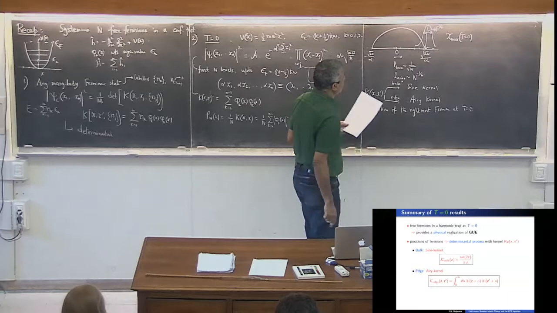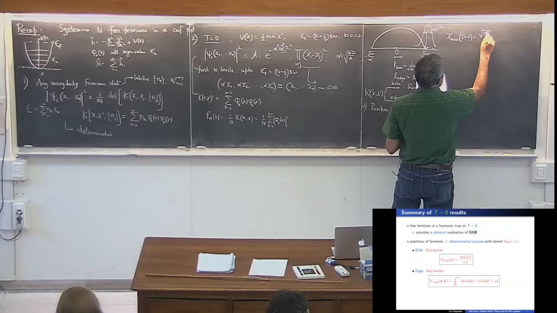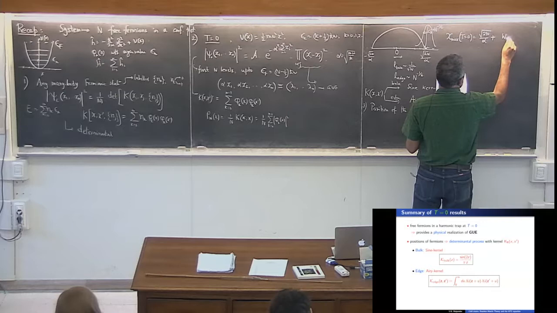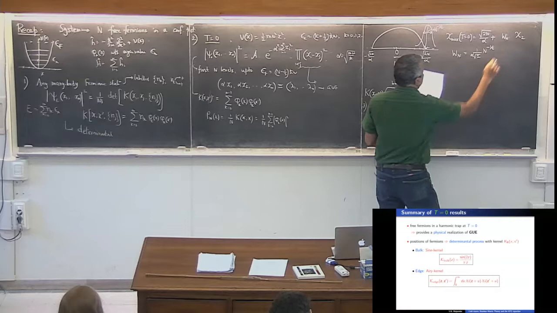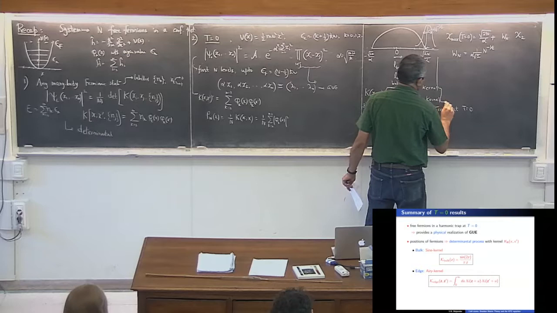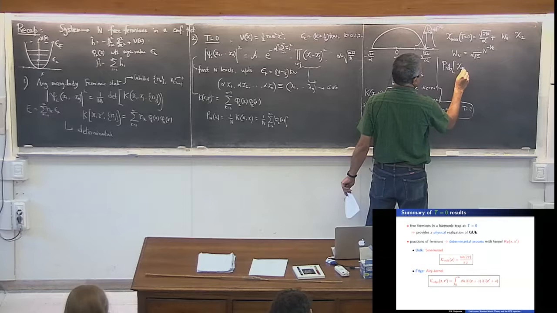We said that the mean value will be the edge plus a width, this fluctuation scale, times a random variable. This width was just alpha root 2 n to the power minus 1/6. And this random variable becomes independent of n in the large n limit. So this is the probability distribution, the cumulative distribution, for example, that it is less than s. This was the Fredholm determinant.